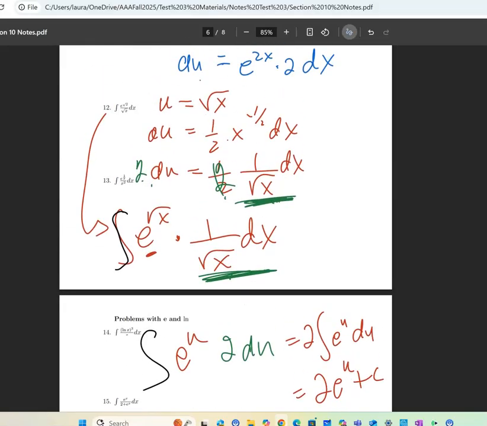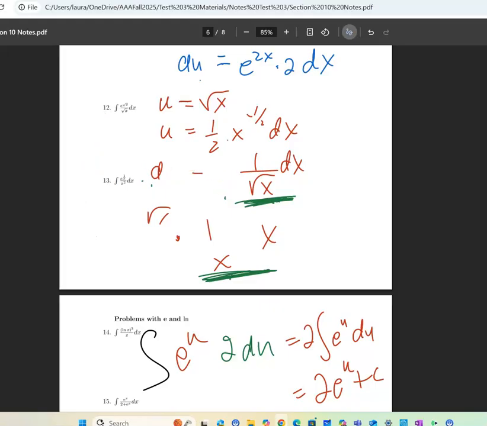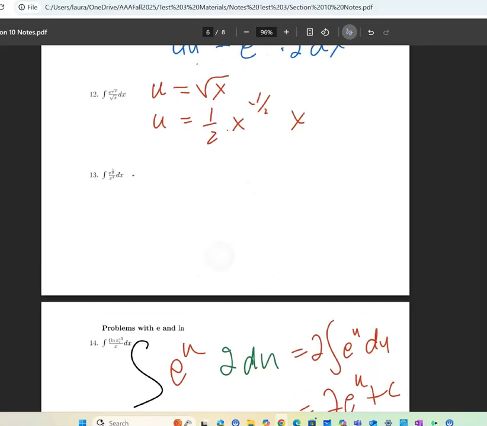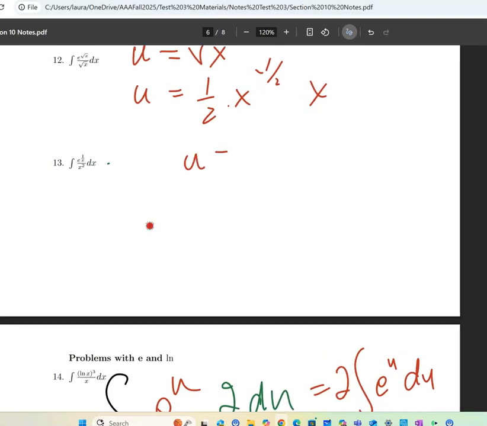Okay, last one here. Number 13. So I'm going to let u equal the inside of the e function. So I'm going to let u equal 1 over x. Be careful when you're taking the derivative. Remember, the antiderivative of 1 over x is ln of x. This is a really common mistake.